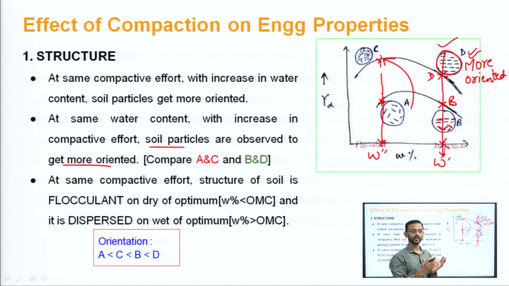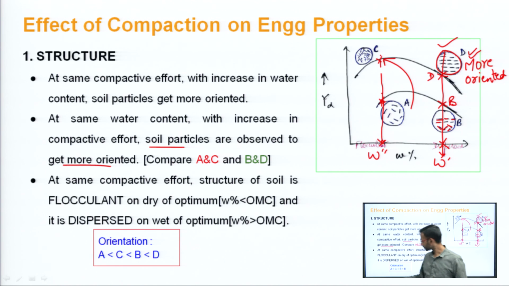So as the water content is increasing at the same compactive effort, soil particles get more oriented. And the second point, at the same water content we discussed, with an increase in the compactive effort, soil particles were observed to get more oriented. So we have seen the A and C points there, and then B and D as we have compared. Now, the third point: at the same compactive effort, the structure of the soil is flocculent on dry of optimum.